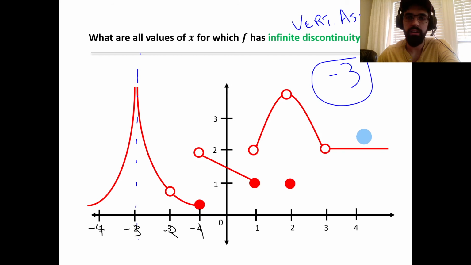For what values of x do we have infinite discontinuity? Basically we're looking for a vertical asymptote, and we have only one when x equals -3, so that's our answer.